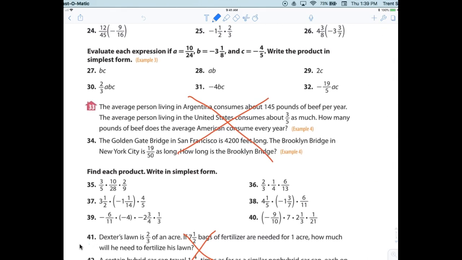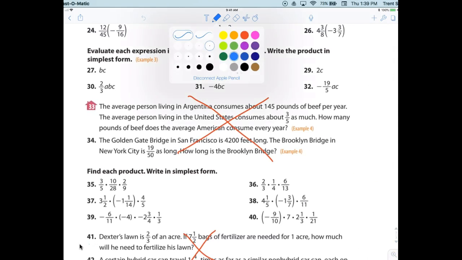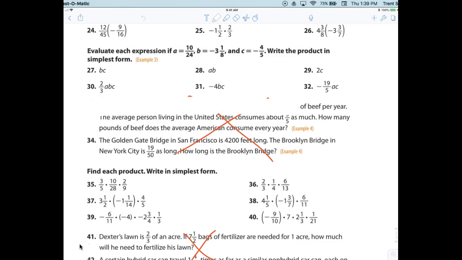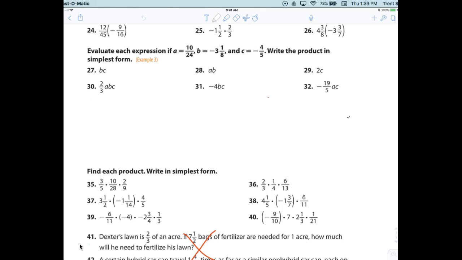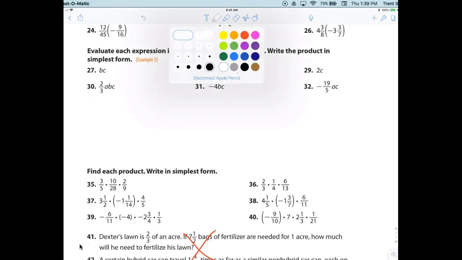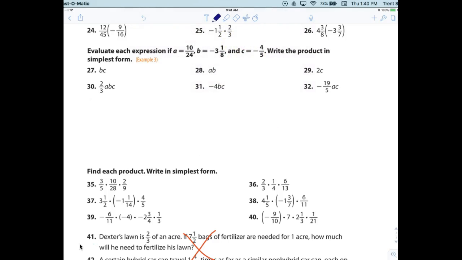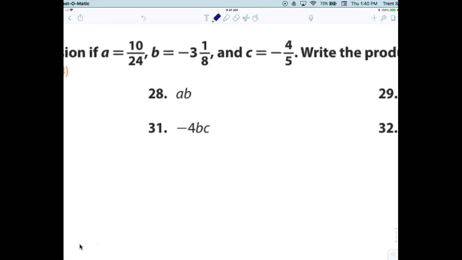So what I want to do is make myself some room here before we do this. Let's take a look at 30. Now, I want you to tell me, 2/3 times A, 10 times B. Now, instead of writing 3 1/8, do we agree? Can we just change it? So we're going to make it an improper fraction.